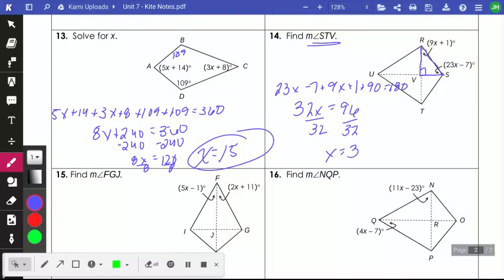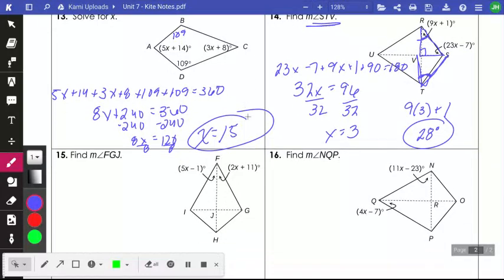It didn't ask for x though. It's where it's a little different too than the previous problem, is we're looking for STV. And if we trace STV, it is this angle here. But remember this angle and this angle are congruent. So I will do 9 times 3 plus 1 and we'll get 28 degrees for angle 4. Not angle 4, sorry. Number 14.